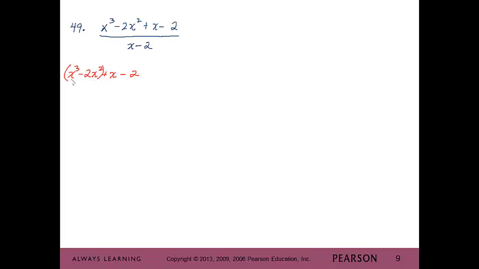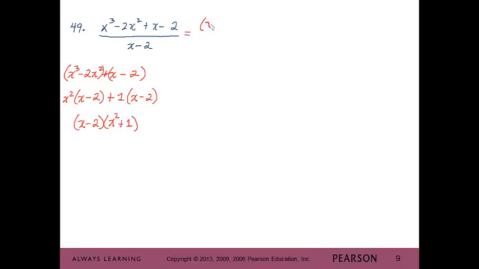So group the first 2 terms together, group the last 2 terms together. Always add between your 2 groups, and then take the GCFs out of each group. So for the first one, the GCF is x squared, and we're left with x minus 2. And for the second, the GCF is just 1 because these 2 terms have nothing in common. So we'll write 1 on the outside and then write the x minus 2. Now the parentheses are the same, so let's factor it out. So we have x minus 2, and we're left with x squared plus 1.